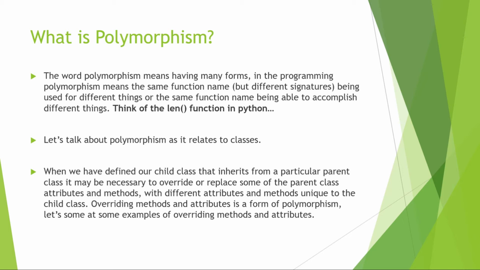So let's talk about polymorphism as it relates to classes. When we have defined our child class that inherits from a particular parent class, it may be necessary to override or replace some of the parent class attributes and methods with different attributes and methods unique to the child class. So overriding methods and attributes is a form of polymorphism. So let's look at some examples of overriding methods and attributes.